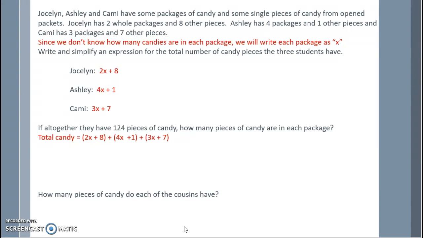We can use the associative and commutative properties to rewrite all of the packages of candy together plus the individual pieces. So 2x plus 4x plus 3x gives us 9x, and 8 plus 1 plus 7 is 16.